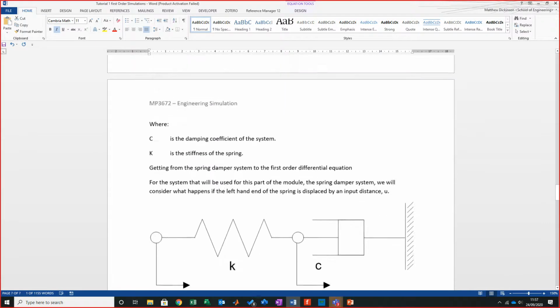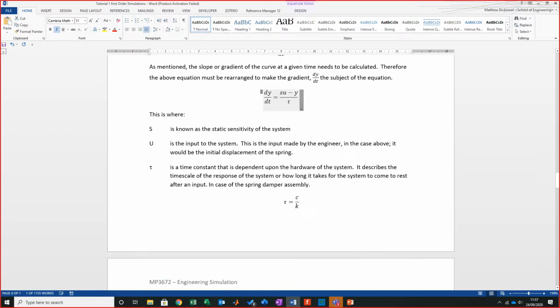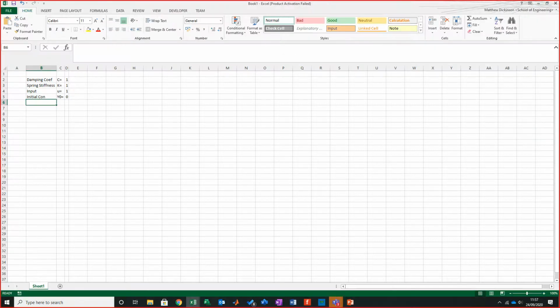So let's get back to where we were. Right. So from there, we're going to do a time step. So I'm going to randomly choose a time step. 2 seconds.